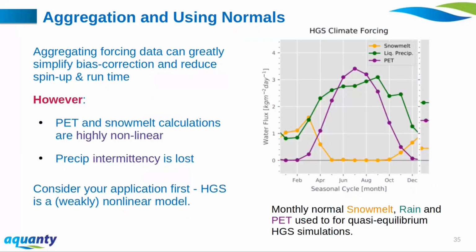Something else in this context, I personally like to use aggregated data and climate normals, especially for model spin-up. On the right-hand side, you see a figure of climate normals for a watershed. Purple is PET, so it peaks in summer. Green is precip, and then snowmelt is yellow. So there's no snowmelt in summer, of course. And this is, I think, for the Grand River watershed in southern Canada.